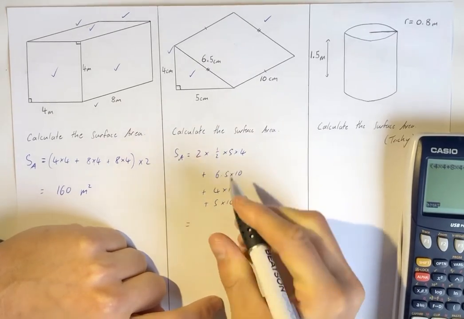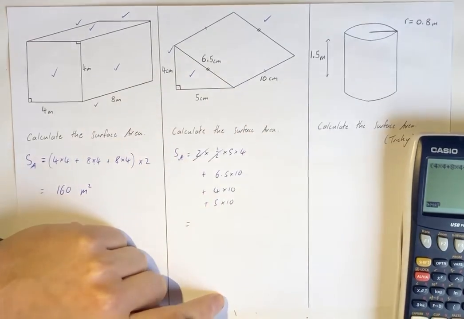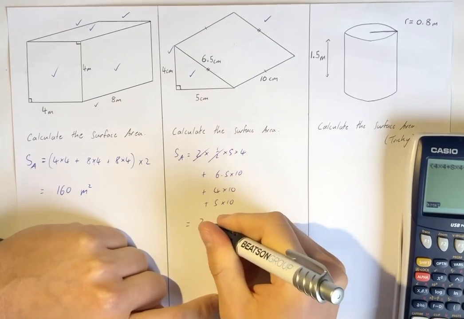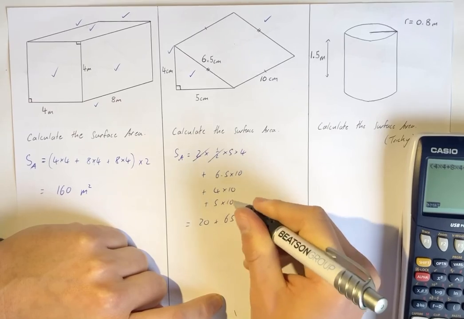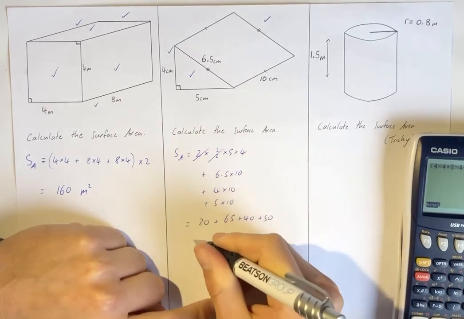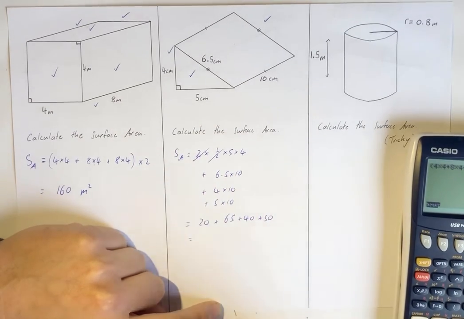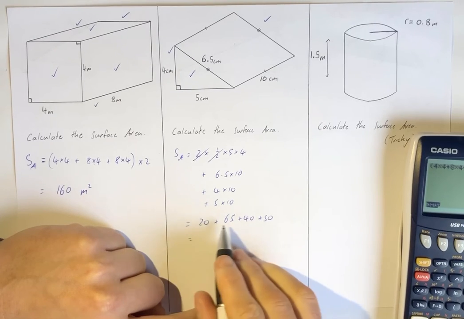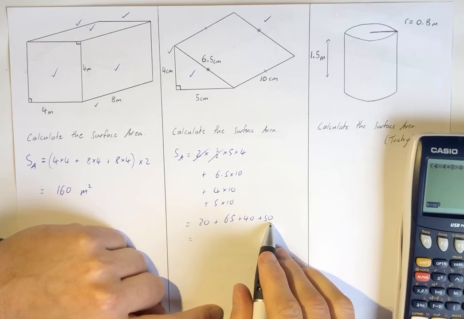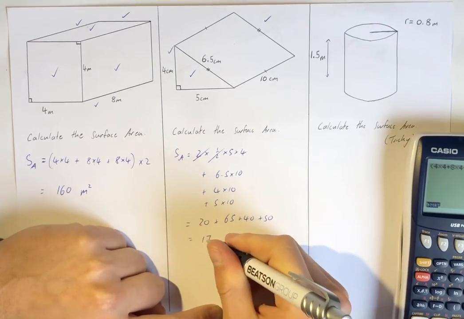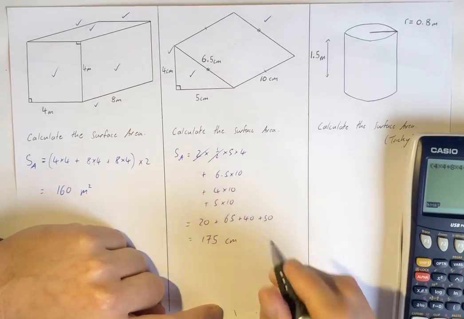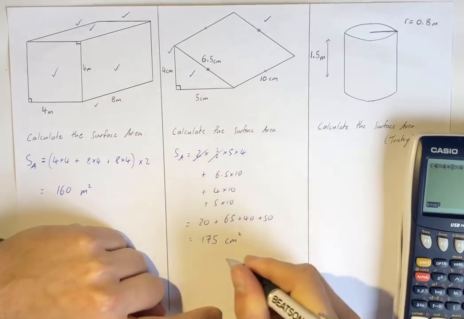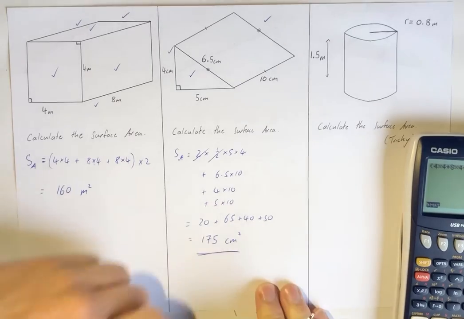So without a calculator, let's try this one. Well, those 2 times a half is 1. I've got a 20. I've got a 65. I've got a 40. And I've got a 50. Let's see if I can add this up correctly. Well, 20 and 40 makes 60, and 60 makes 120, and 50 makes 170, and 5, 175. And then I go and check my units. It's in centimeters, all my lengths, but it's area, so it's squared. Here's my answer.